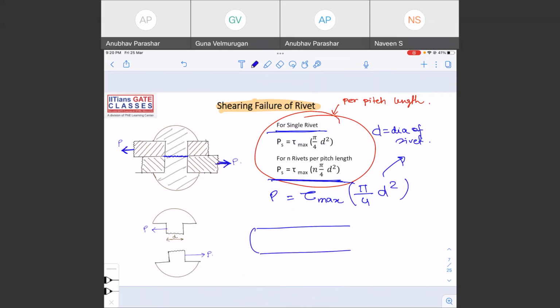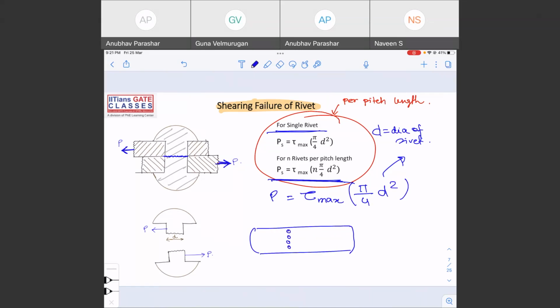There can be a lot of riveting, in different directions. If you just go on calculating the total number of rivets, it will become very cumbersome, right? The total number of rivets can be very much. A lot of riveting will be there throughout the circumference, not just in one direction, but in many other directions.